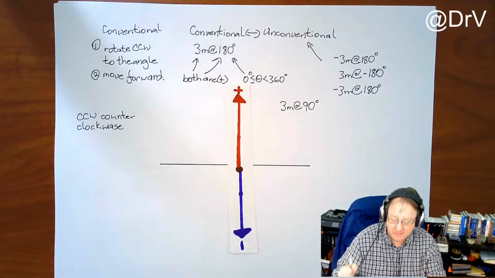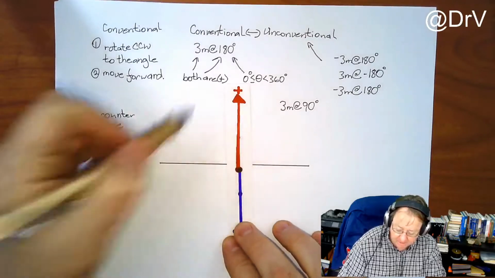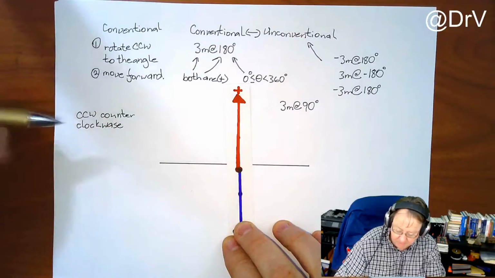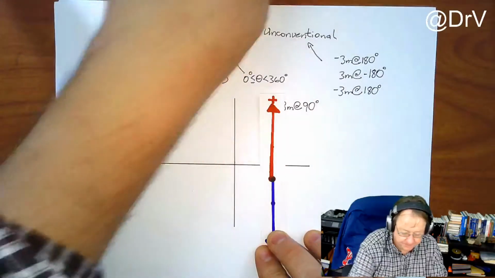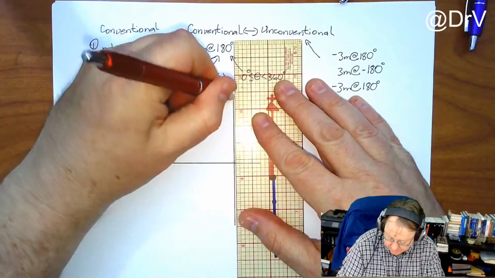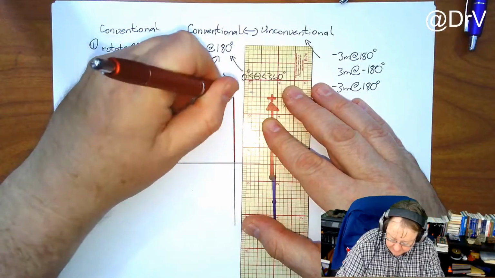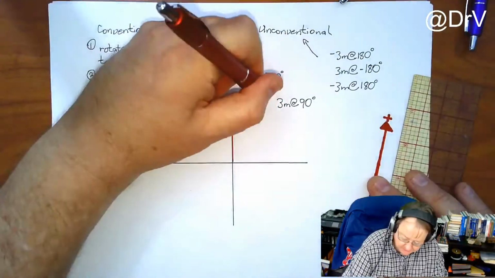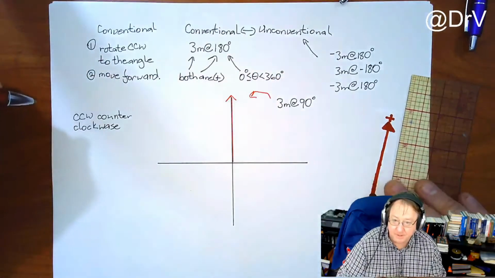Life's good. Now, I rotated counterclockwise 90 degrees and I move forward. So we do that, and that is 3 meters at 90 degrees.